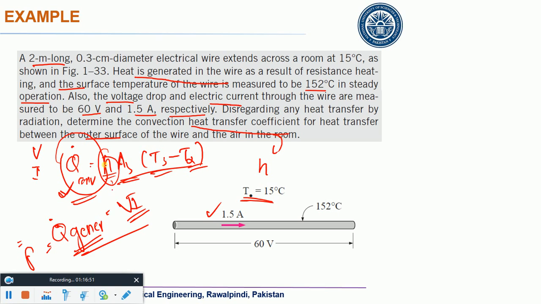This is a very ideal case. This is just to give you an idea that the heat which is being sent out through convection is equal to the energy generation in the medium. That is the point of selecting this example.